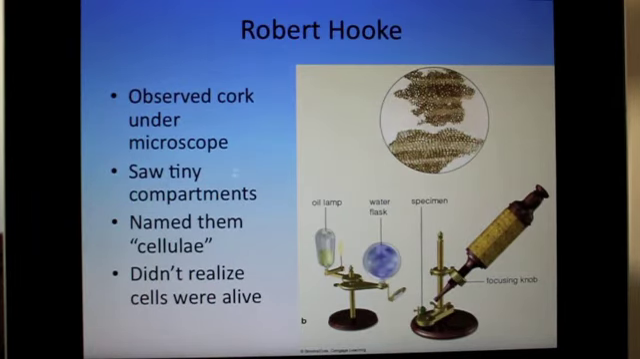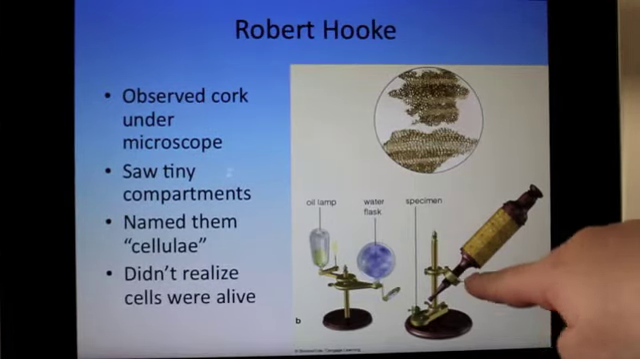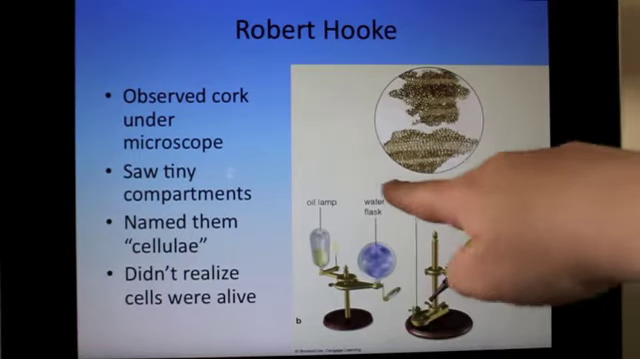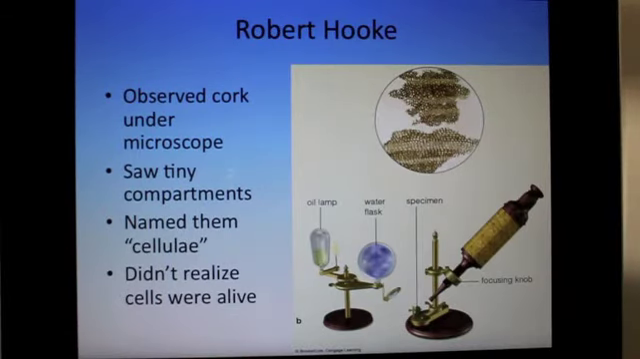Robert Hooke came along a little bit after him. He came up with a much better microscope. This is the microscope here with the focusing knob. You put the specimen here, and then this whole elaborate thing is the light.